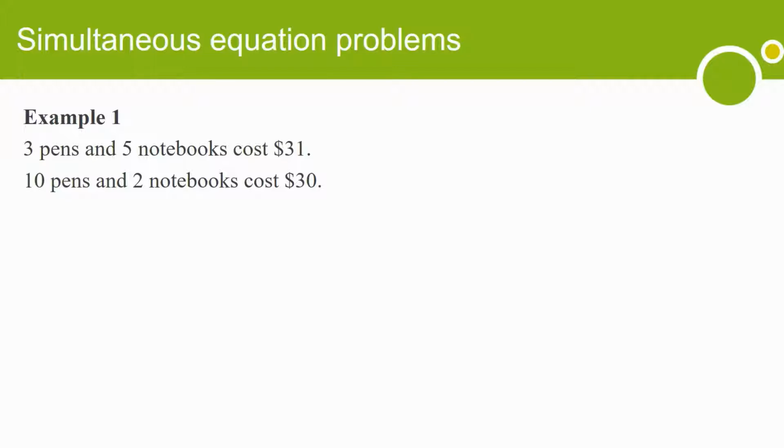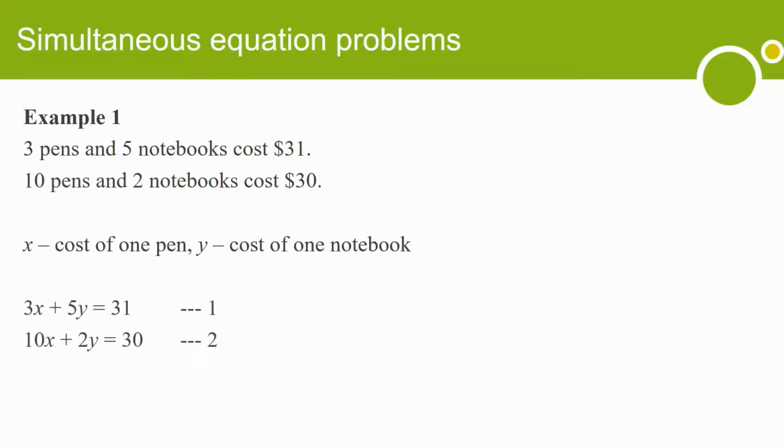Now let's look at this example. We have two sentences. 3 pens and 5 notebooks cost $31. 10 pens and 2 notebooks cost $30. Now we do not know the price of a pen, and we also do not know the price of a notebook. So we can assign two variables, x and y. x represents the cost of one pen and y represents the cost of one notebook. From here we can form two equations. 3x + 5y = 31 and 10x + 2y = 30.